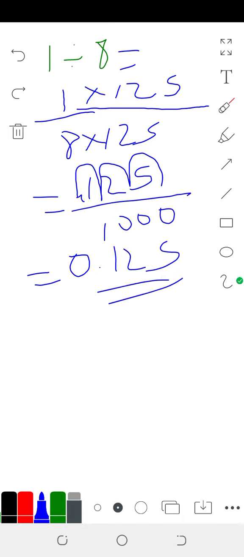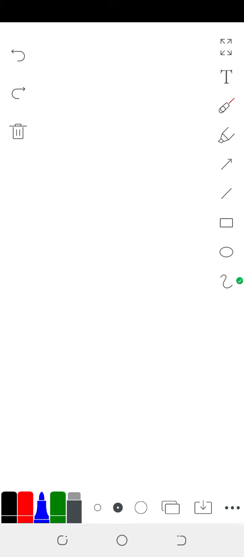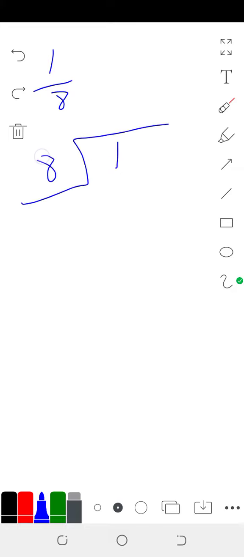Now let's do the long division method. The long division method is going to be something this way. That means we have 1 divided by 8. That means 1 will be inside, 8 will be outside. So how many times does 8 go into 1? It's 0 point. You're going to put 0, a point. When you're putting a point, you have to add 0 to make it 10. So what's 8 in 10? 8 in 10 is 1. So 1 times 8 gives us 8. 10 minus 8 is 2.